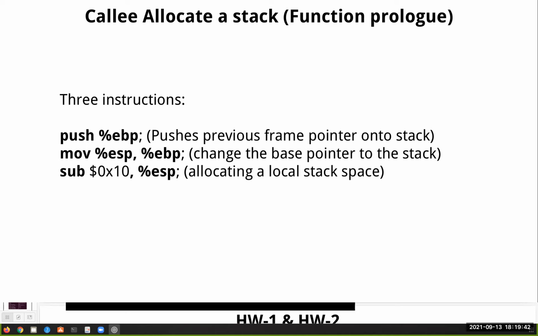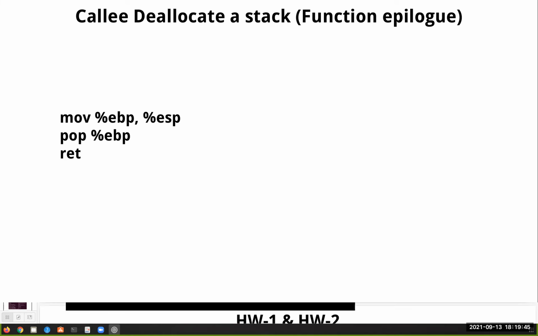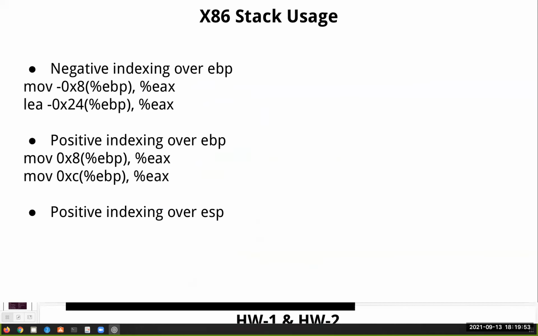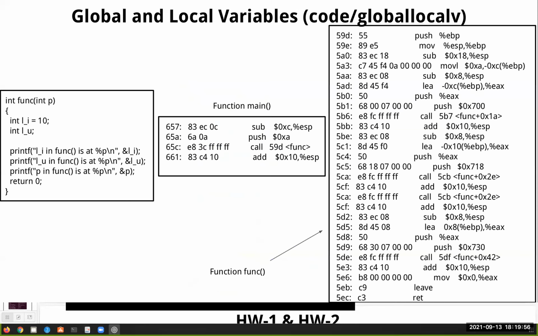So we already looked at this. Now let's take a look at this concrete example, the same 32-bit global and local variable code. This is the main function disassembly. This is the func disassembly.